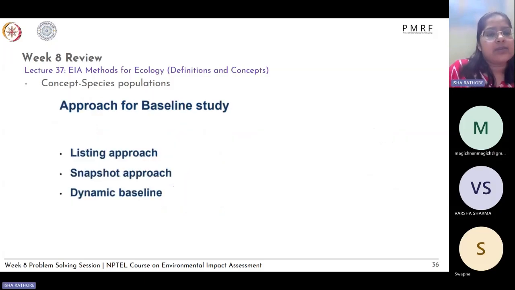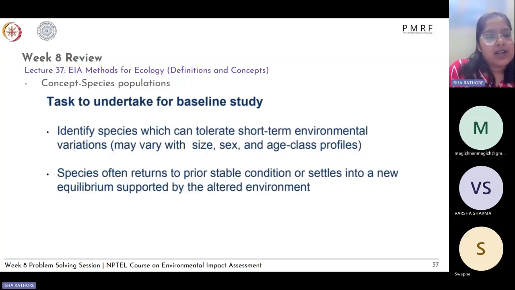Then we looked at approaches for baseline study. So we have listing approach, snapshot approach, and dynamic approach, which you can refer back to the lecture to study in depth. So for undertaking the baseline study, first we need to identify the species which can tolerate short-term environmental variations. And species often return to prior stable conditions or settle in a new equilibrium supported by the altered environment.